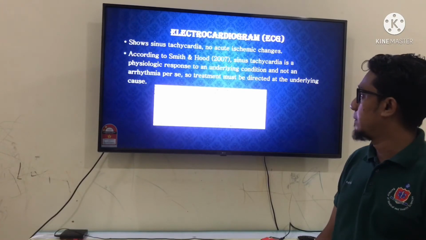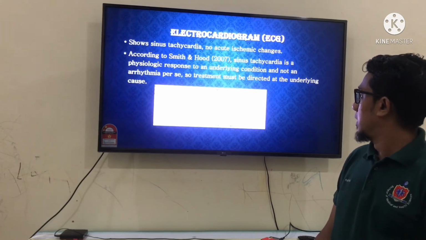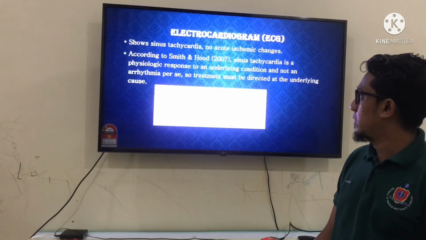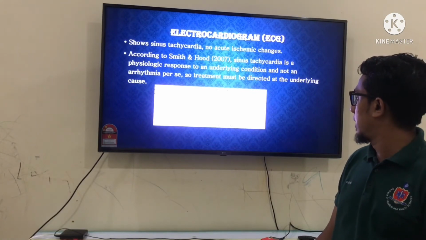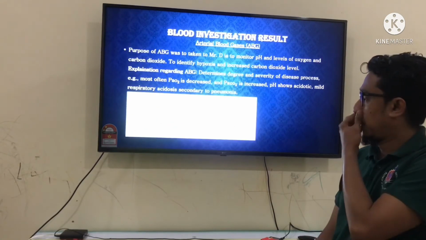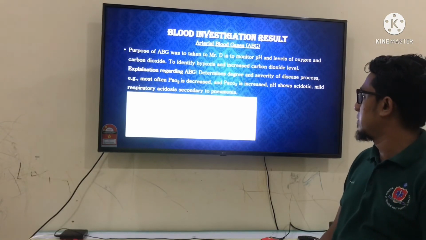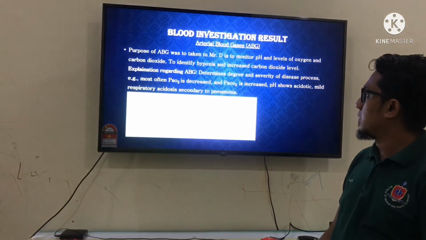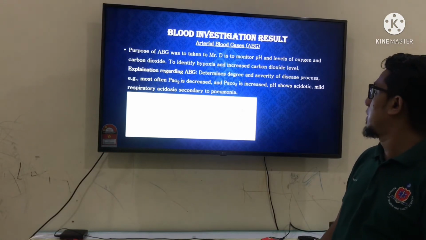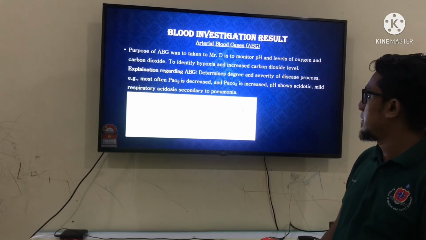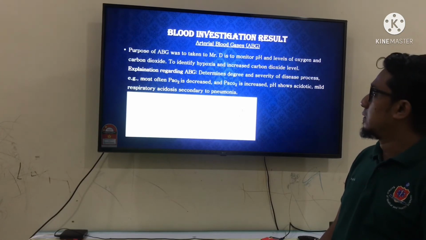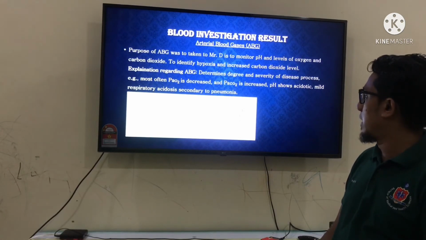Okay, ini dia punya ECG, nampak ada sinus tachycardia sikit lah. Okay, no ischemic changes. According to Smith and Hood, sinus tachycardia is a physiologic response to an underlying condition and not an arrhythmia process. So, treatment must be directed at the underlying cause. Okay, ini dia punya blood investigation. The purpose of ABG taken for Mr. D is to monitor pH and level of oxygen and carbon dioxide, to identify hypoxia and increased carbon dioxide level.